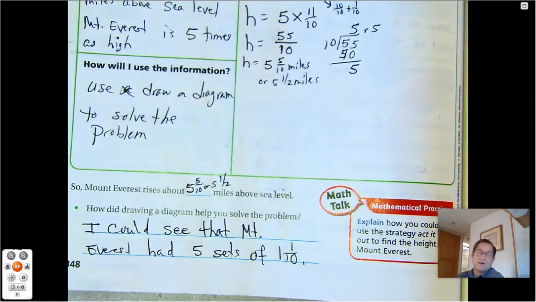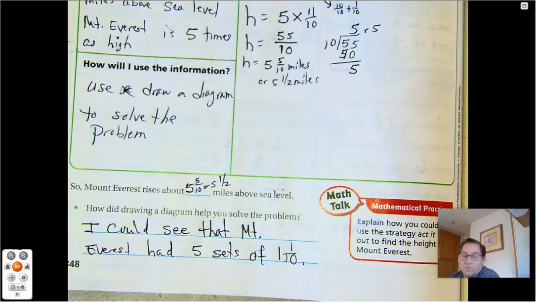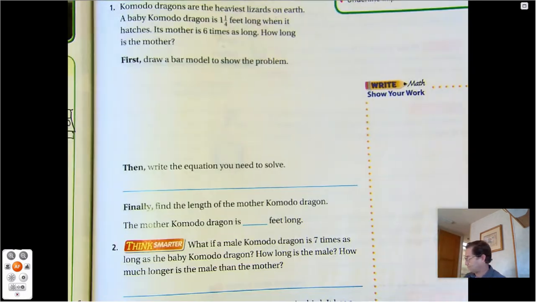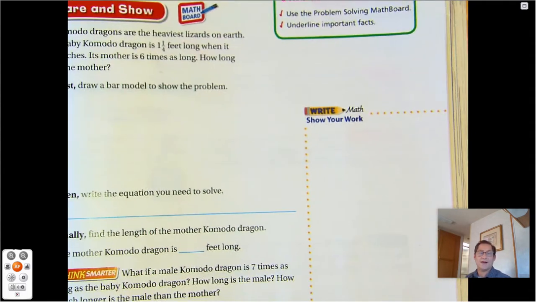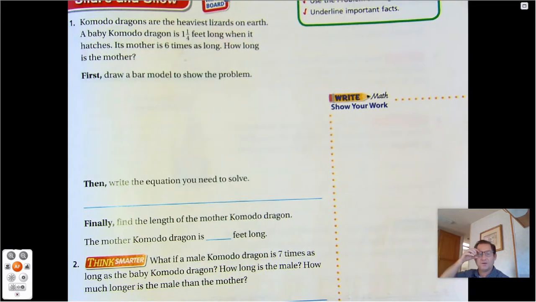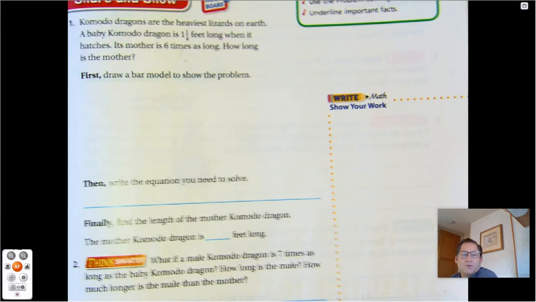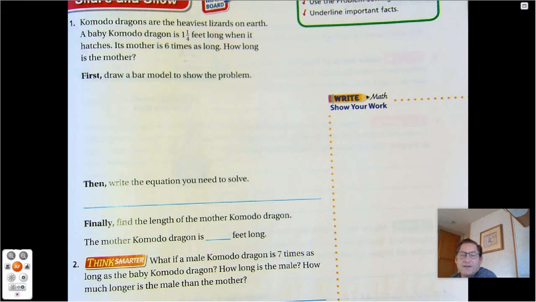Okay. I could see that Mount Everest had 5 sets of 1 1/10. All right. Page 349. Number 1. Komodo dragons are the heaviest lizards on Earth. A baby Komodo dragon is 1 1/4 feet long when it hatches. Its mother is 6 times as long. How long is the mother?